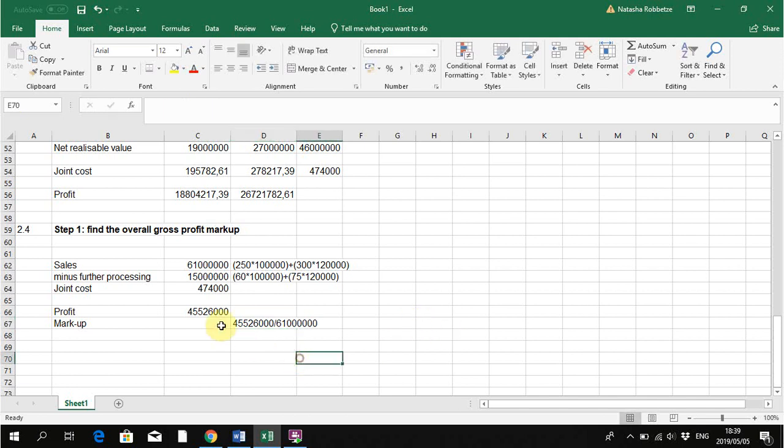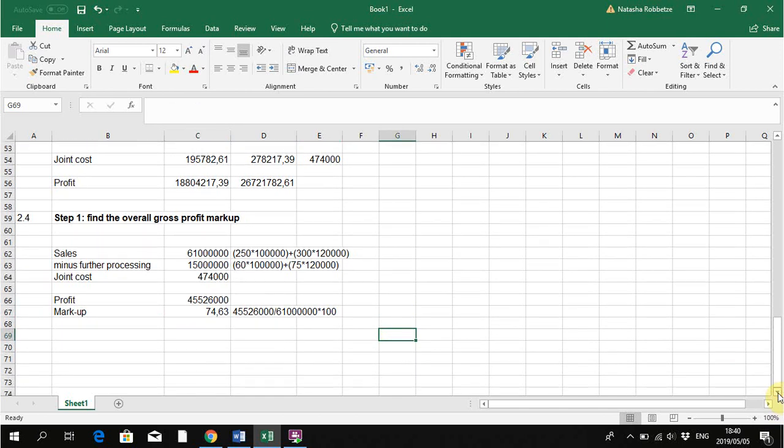61,000,000. And if we do that calculation, please remember also just to times by 100 in order to get to a percentage. So it's going to be this profit that we've calculated divided by the sales times 100 to get a percentage. And the percentage rounded to 2 decimals is then 74.63%. Now we've completed step 1, so we will go to step 2.